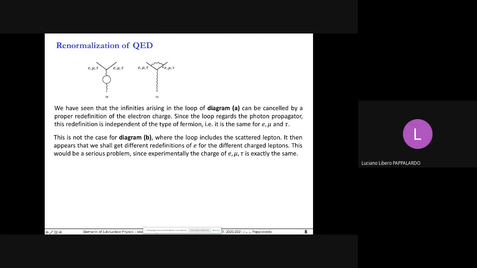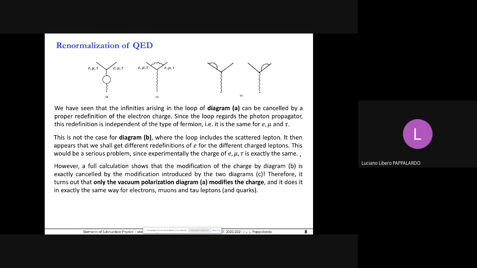And so it then appears that we shall get different redefinitions of the electron charge for different charged leptons. And this will be, of course, a serious problem, because we know that experimentally the electric charge of the electron, the muon, the tau is exactly the same. Okay. And now another magic appears.